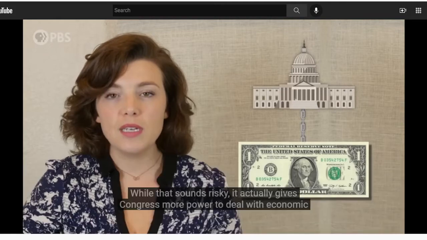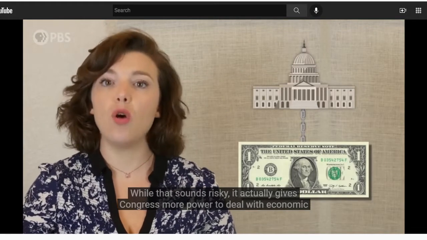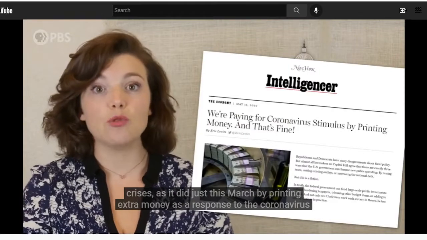Sounds risky, but it actually gives Congress more power to deal with economic crises, as it did just this March by printing extra money as a response to the coronavirus pandemic.